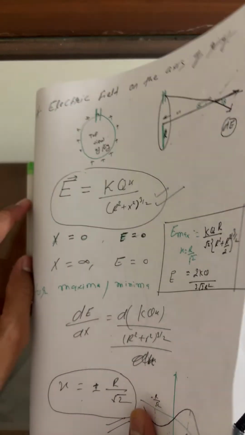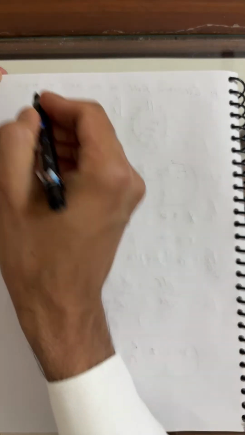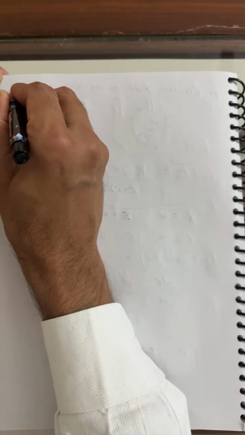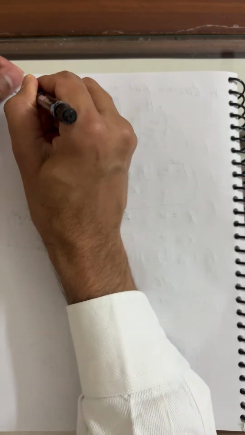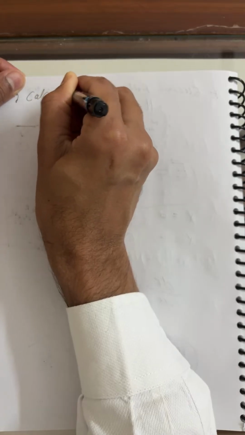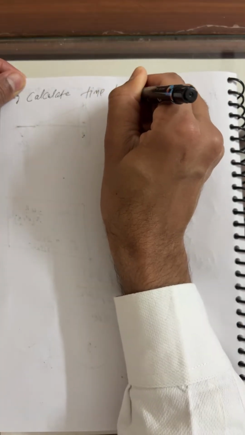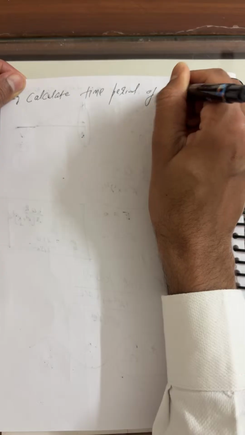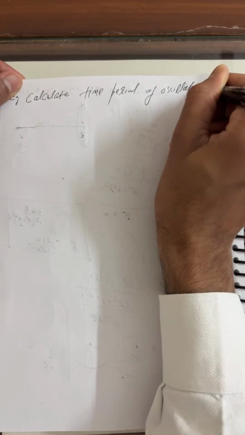Beta, have a look at the numerical here. Students, have a look at the numerical. It's not tough, it's simple mathematics only. So what's the question? You need to find, calculate the time period of oscillation. What was the time period of oscillation here?